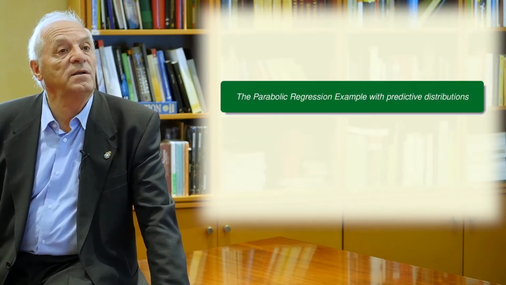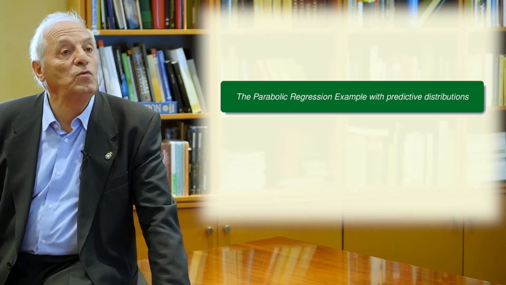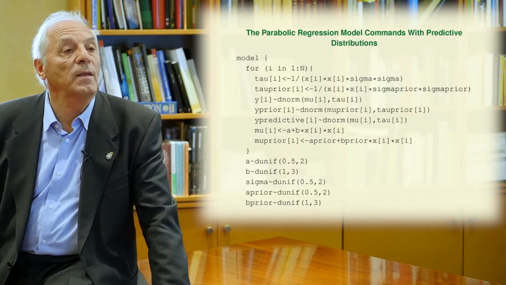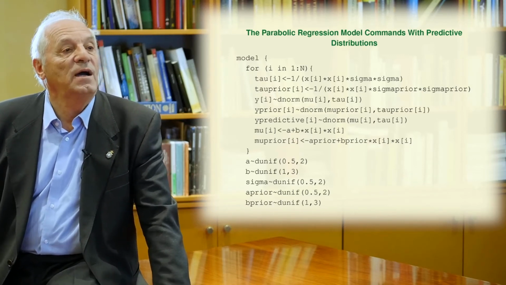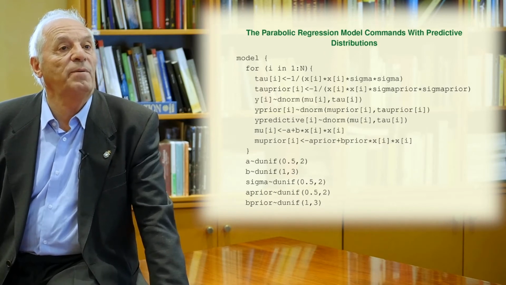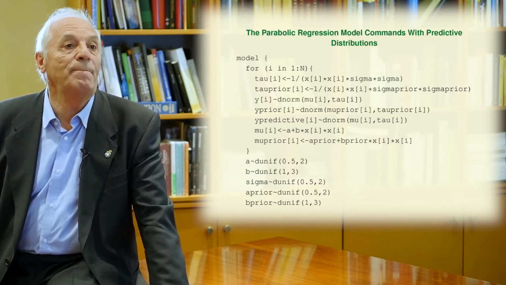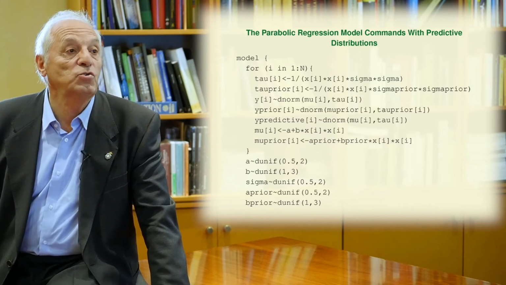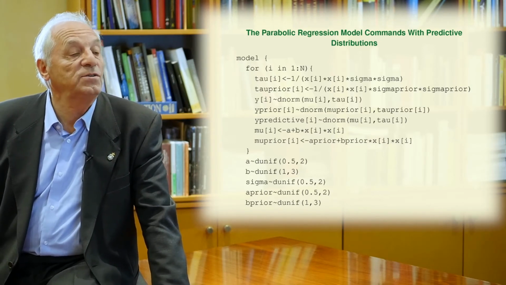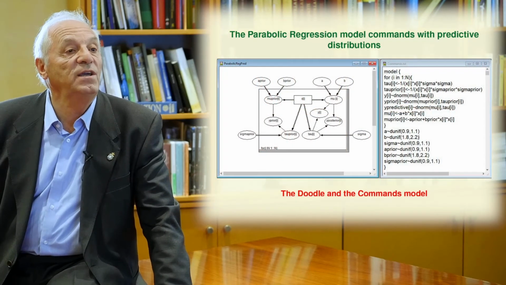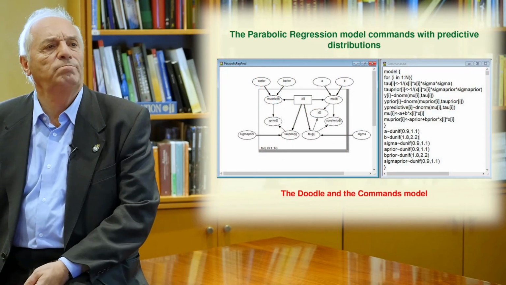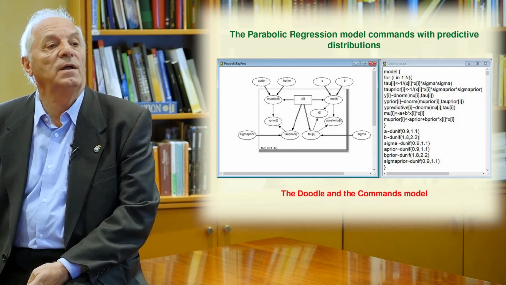In the commands model, we can include two different parts, one for the prior predictive and one for the posterior predictive. As before, the posterior predictive parameters must be linked to the sample and the prior predictive parameters should not be linked to the sample. This is well known to you because we have seen that before in other examples. And then the Doodle model is here and the corresponding commands window or list of commands.